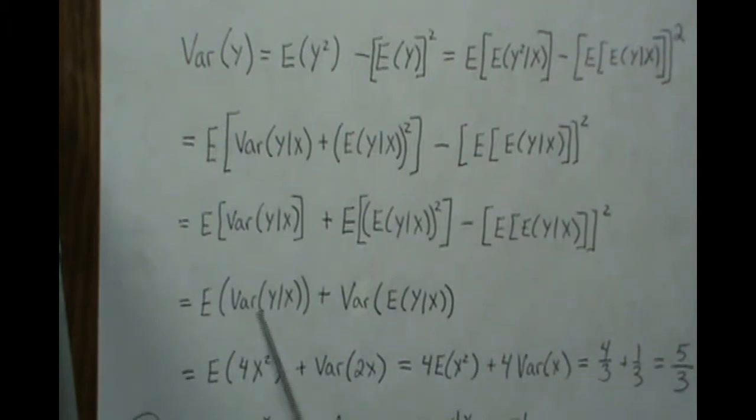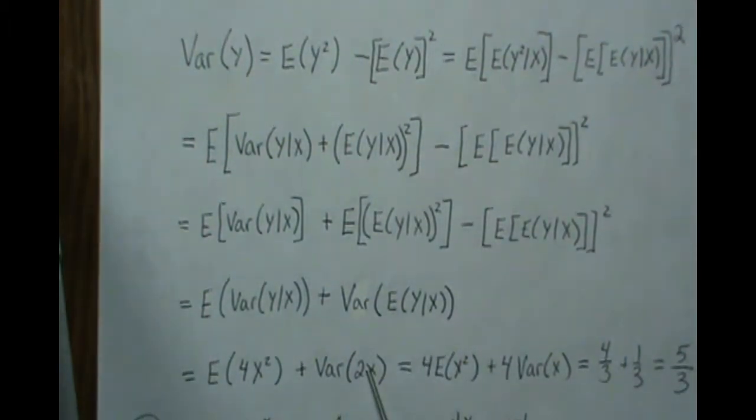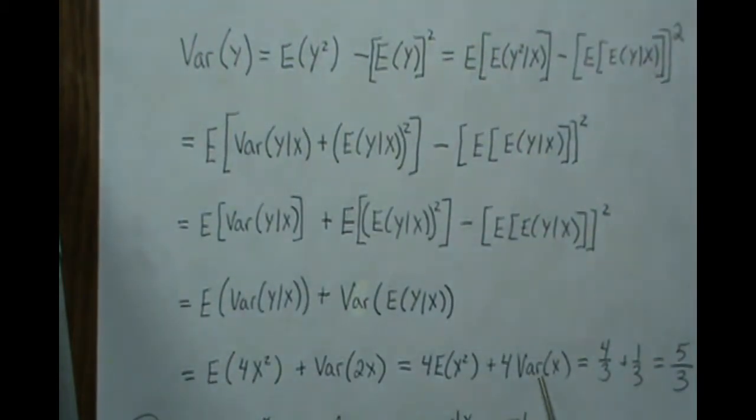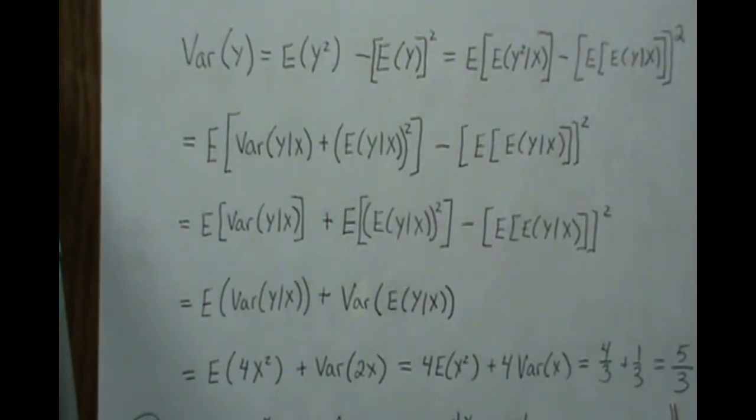Now we plug in the values. It's given that this is 4X squared, it's given that this is 2X, and then the expected value is this, and the variance, you pull out the 2, it becomes a 4. Those numbers we derived earlier are 1/3 and 1/12, giving 4/3 and 1/3. The answer is 5/3.